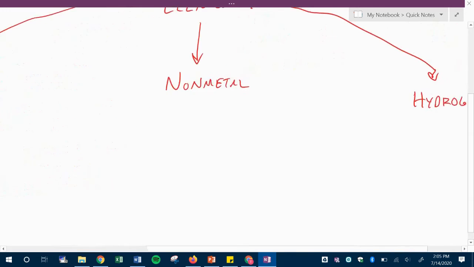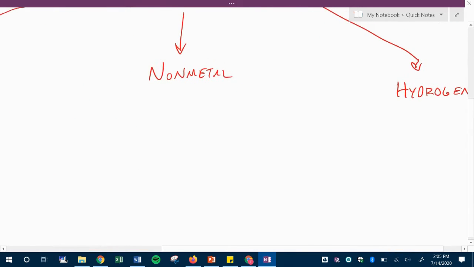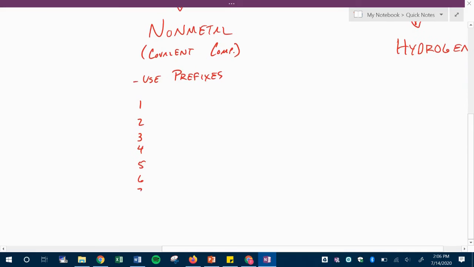All right, now let's talk about our nonmetals. So here, if it's a nonmetal, remember that means that this is a covalent compound. And so for our covalent compounds, the big idea is we use our prefixes. And remember, for our prefixes, we can even just make the list here. So it's 1, 2, 3, 4, 5, 6, 7, 8, 9, and 10.